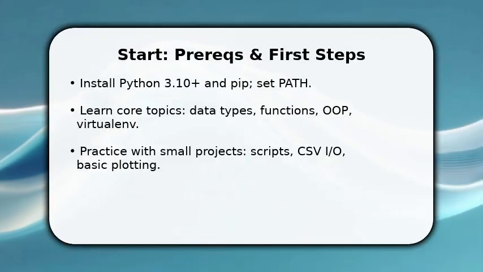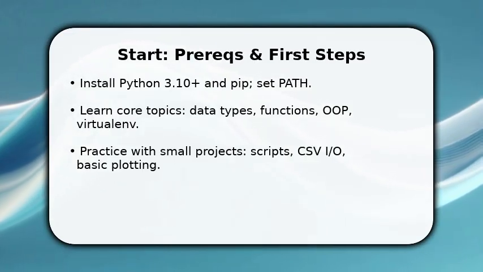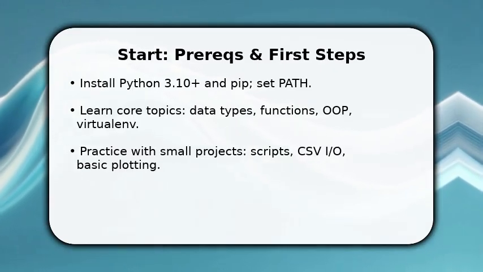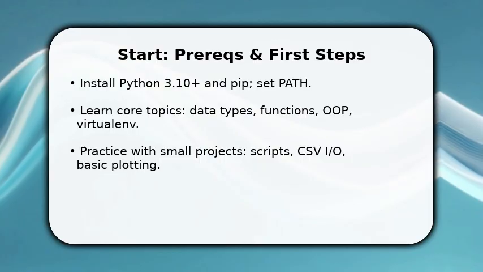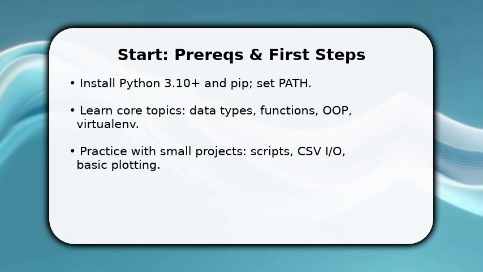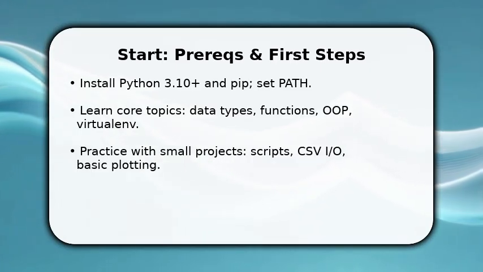You begin by combining prerequisites with the first actionable steps. Install Python 3.10 plus, pip, and create a virtualenv so dependencies stay clean. Once done, focus on core language skills, data types, functions, and simple OOP, because AI rests on robust coding. Make sure to write tiny scripts that read CSVs and plot results.